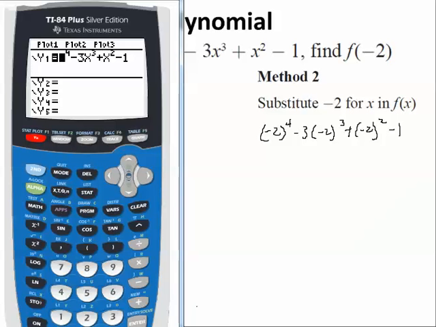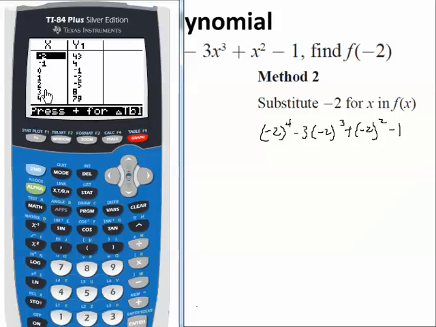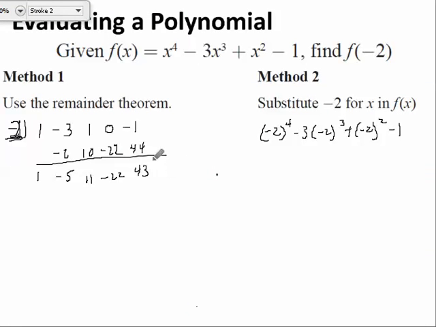Okay, I tried it again, and got it to work this time. I'm sorry. I put x to the fourth minus x cubed plus x squared minus 1, and I'm going to evaluate that for x equals negative 2. So I'm going to look at the table of values here, and I'm going to look at negative 2, and I got the same number that we got right there.